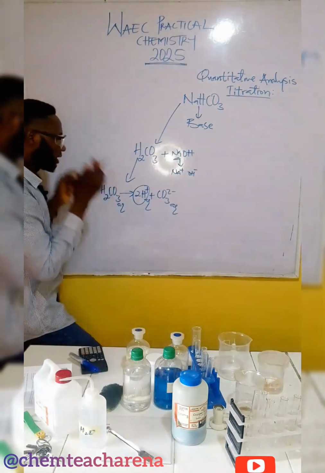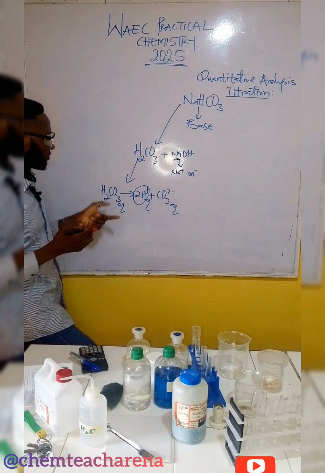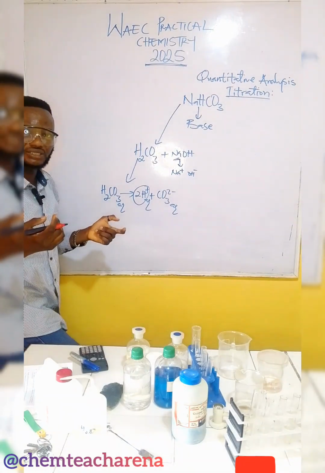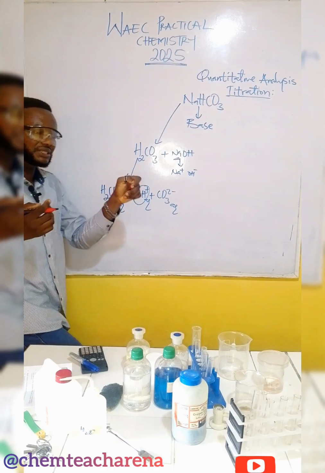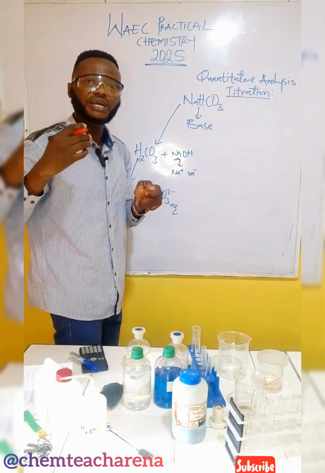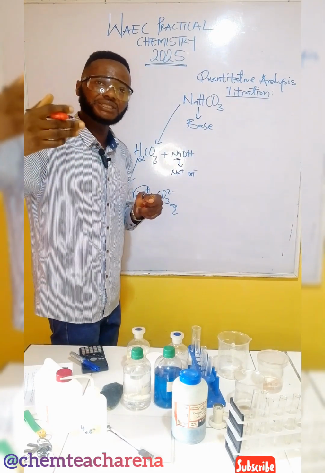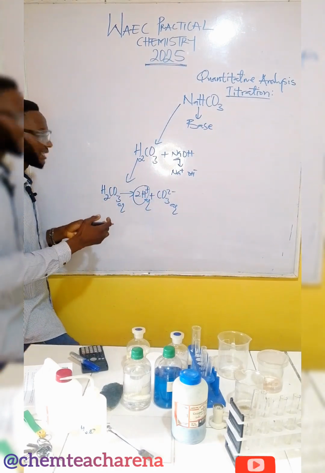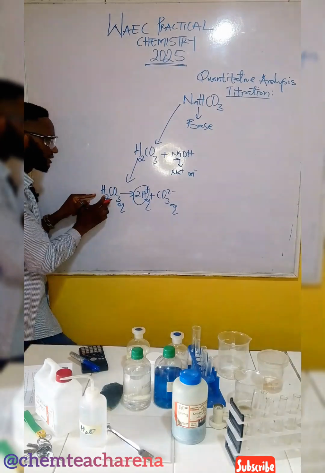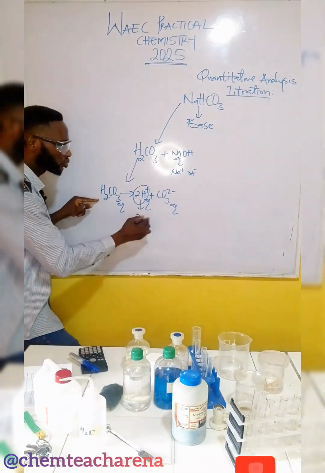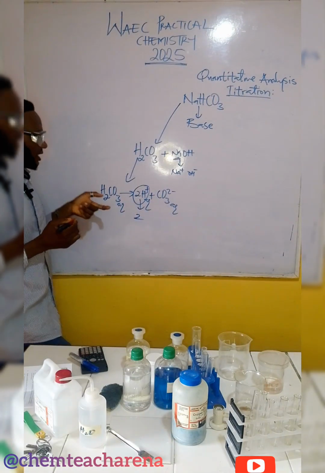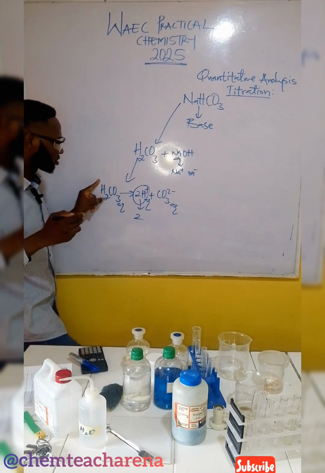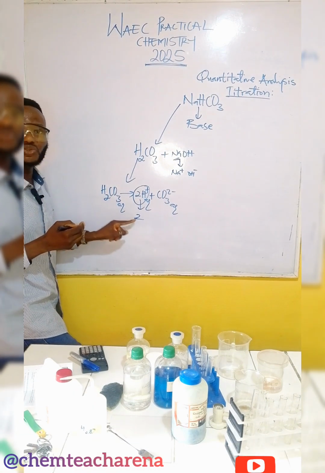This is sodium. Now, if we talk about basicity of an acid, what is basicity of an acid? We said that basicity of an acid is the number of hydrogen ions that can be replaced in one molecule of the acid. The number of hydrogen ions that can be replaced in this acid is 2. That means the basicity of H2CO3 is 2.